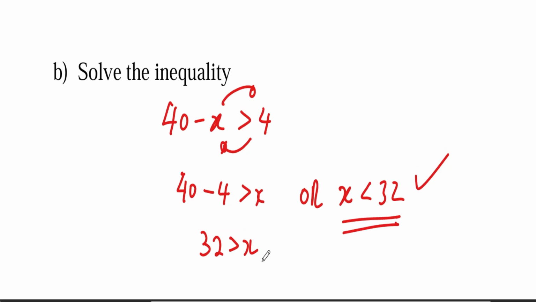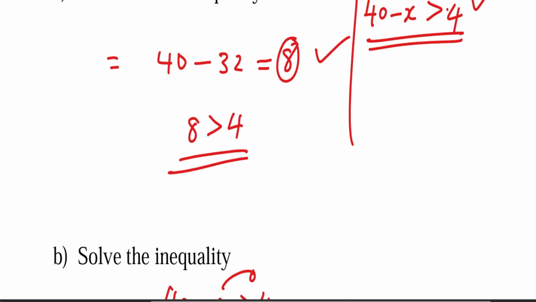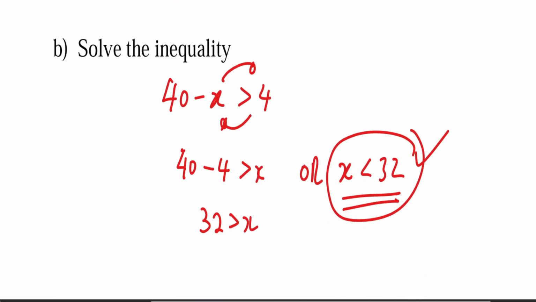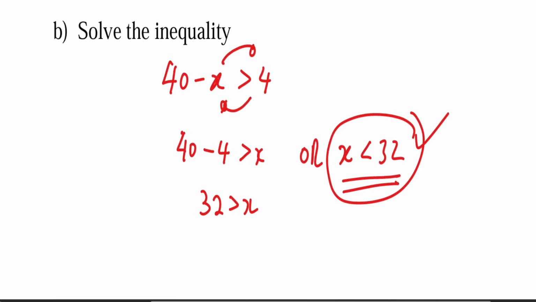So hopefully many students have understood this. But all in all, the x number should be less than 32 for him to remain with more than 4 mangoes. So the number of mangoes he sells should be less than 32.